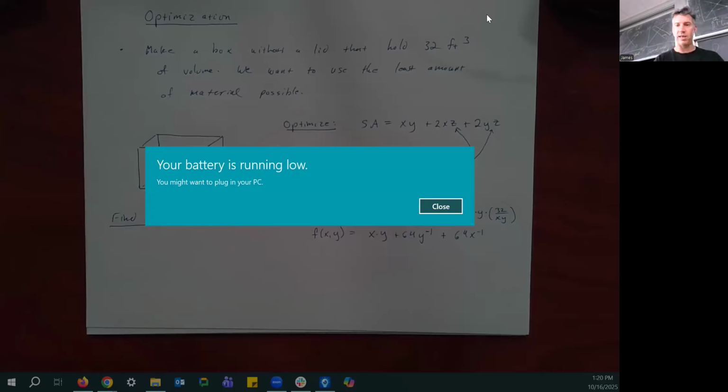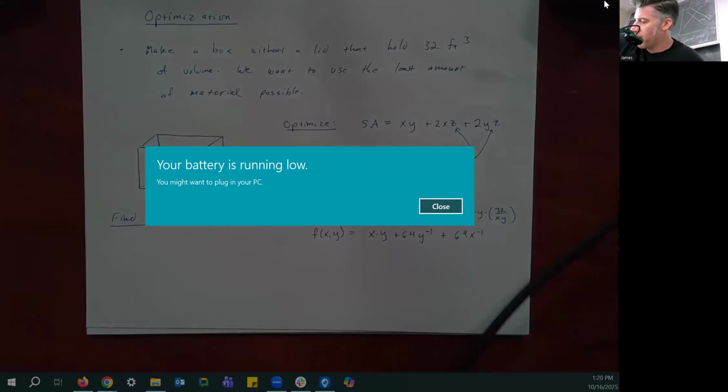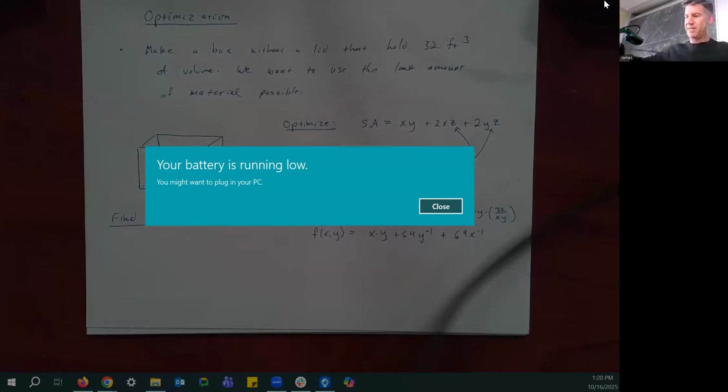Oh, what the heck? Oh, I forgot to plug in my computer. That's terrible. Let me plug it in real quick. Bummer. Hate when you do that.